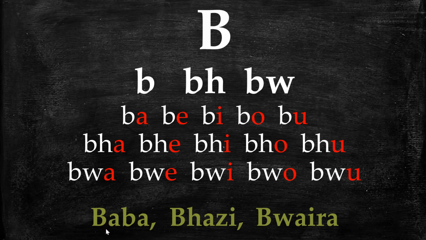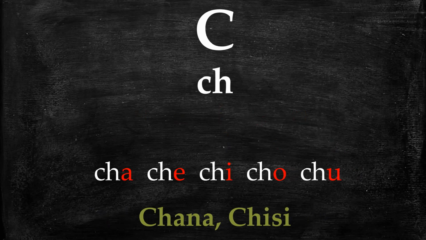Here I've got examples of words that use each of the consonants. So for B, I have baba, which means father. For BH, I have bazi, which means bus. It's just a borrowed word from English. And for BW, I have braira, which means to blink.